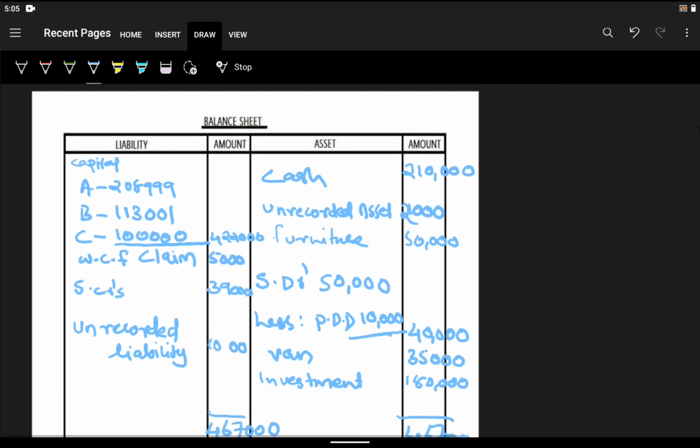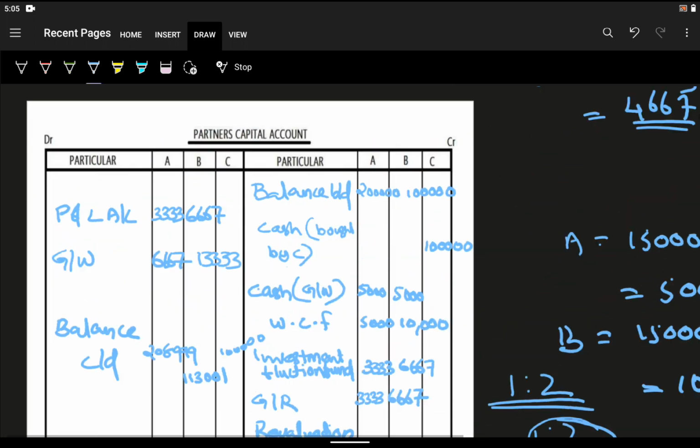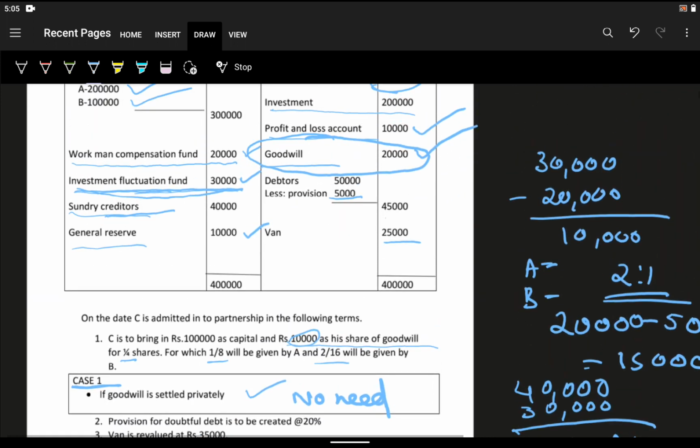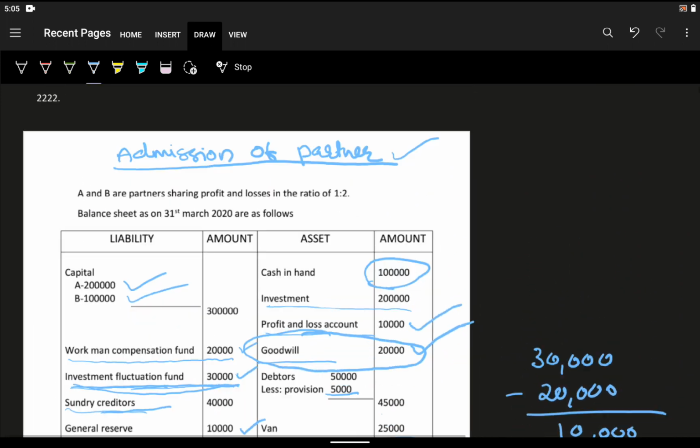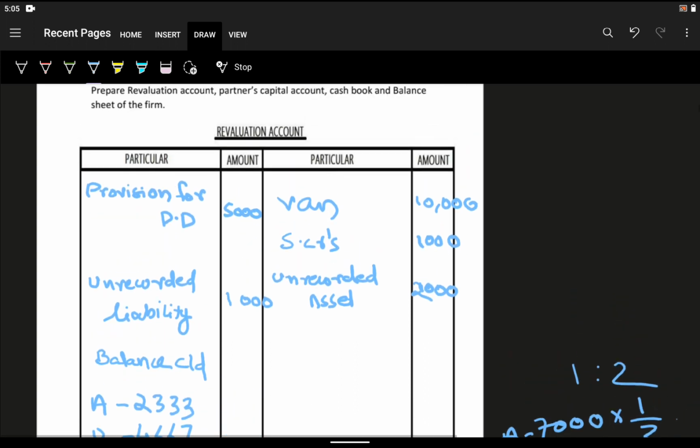Now I am going to do the journal entry for the same question. Okay, so first we can do the journal entry for the revaluation account. What is the first journal entry here? So first we can do the journal entry for the revaluation credit side. What is there on the credit side? Van, sundry creditors and unrecorded asset. So how can we write the journal entry for this? Van is 10,000, sundry creditors is 1,000, unrecorded asset is 2,000.